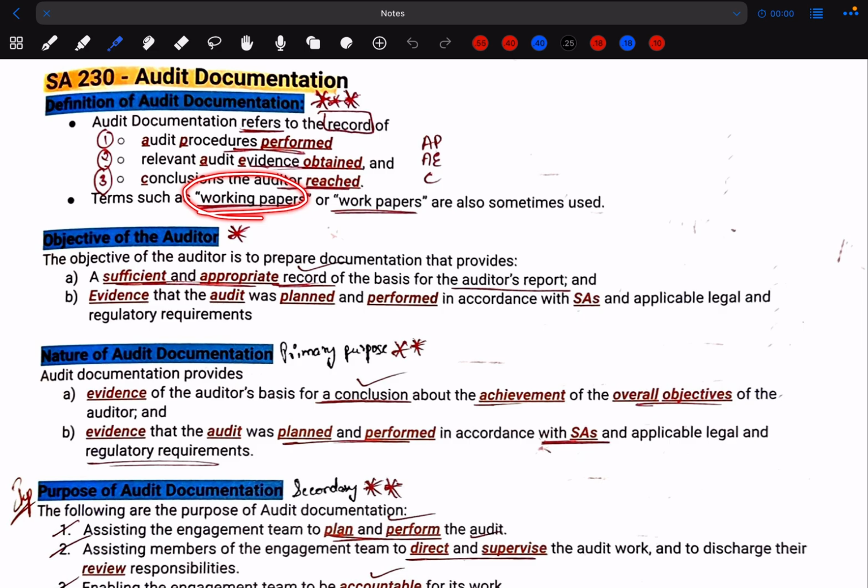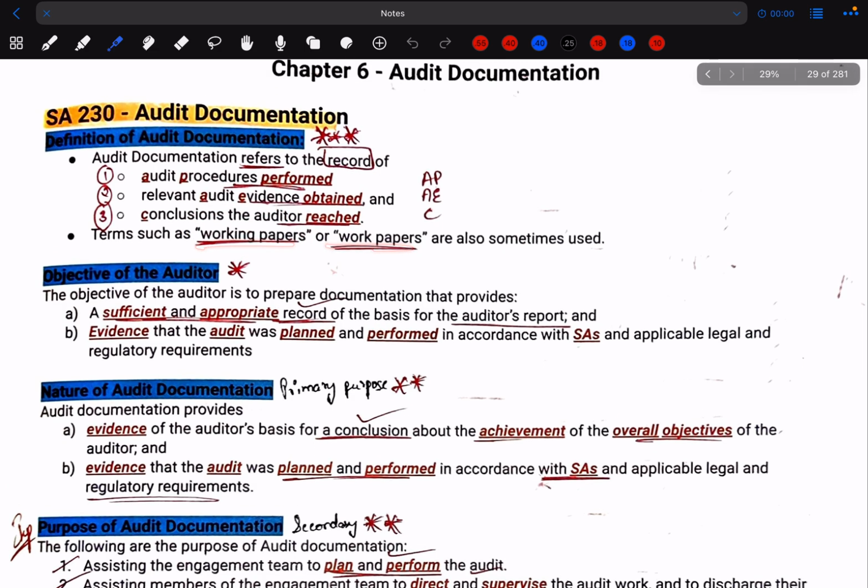At some point it is also called working papers or work papers. Okay, simple. The definition of audit documentation is that it refers to the record of audit procedures performed, audit evidence obtained, and conclusions the auditor has reached.